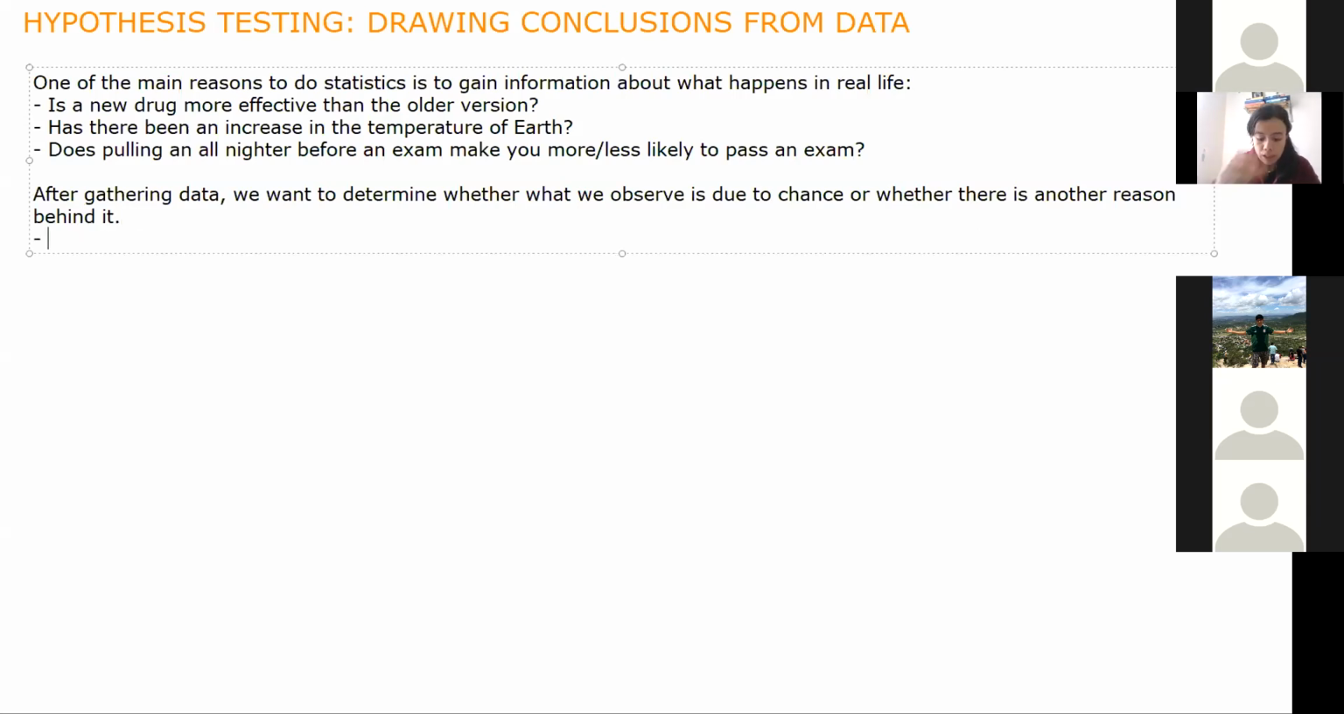Okay, so for the first question, is a new drug more effective than the older version? What we can say is, if I observed an improvement, can the improvement be explained by chance alone? Is it possible that the improvement that I observed was just a fluke, something that I could have observed just because of random chance? Maybe I was just as likely to observe a decrease in the efficacy of the drug.